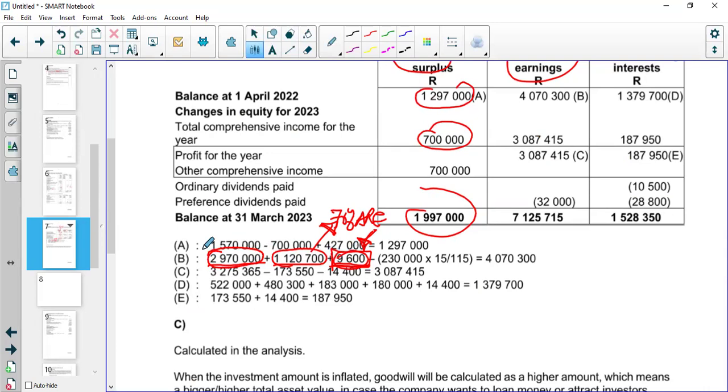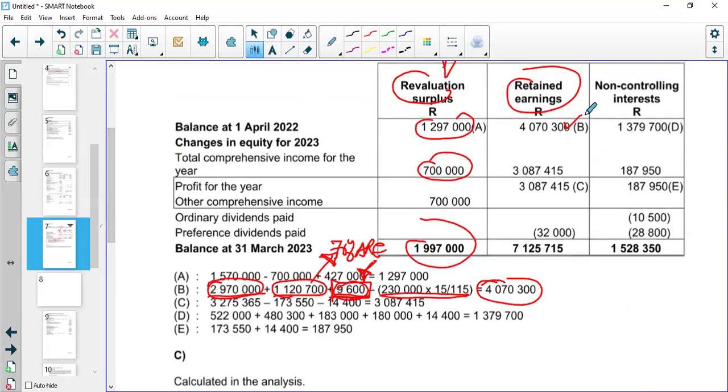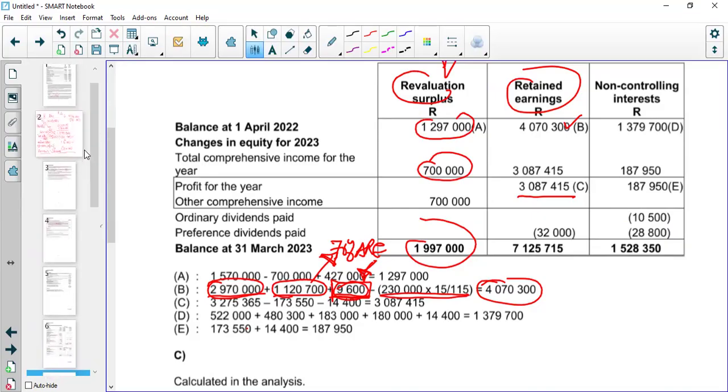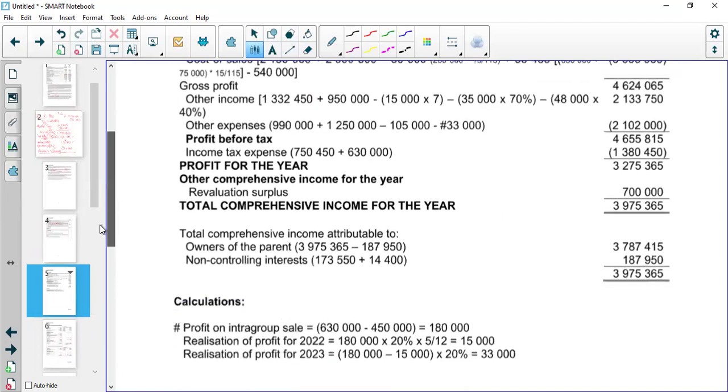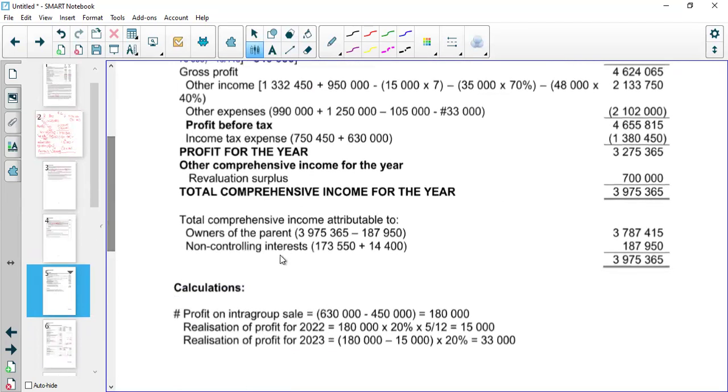So this is the balance of the retained earnings at the beginning, but we have to adjust for unrealized profit. So we end up with, this is unrealized profit in opening inventory, we end up with 4070, right? Then this profit for the year, we have to go back to the profit for the year, which we calculated earlier. Remember, we started by doing the, all right, so where is the share?